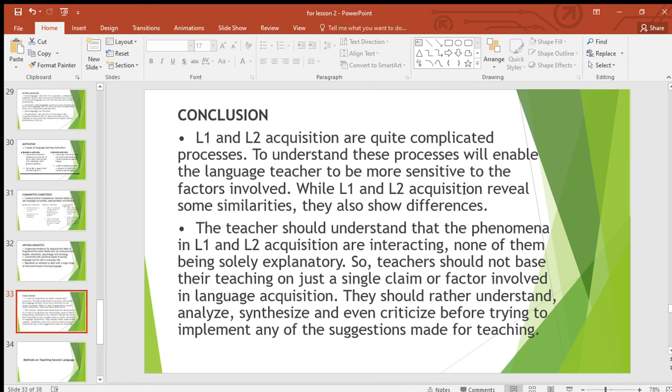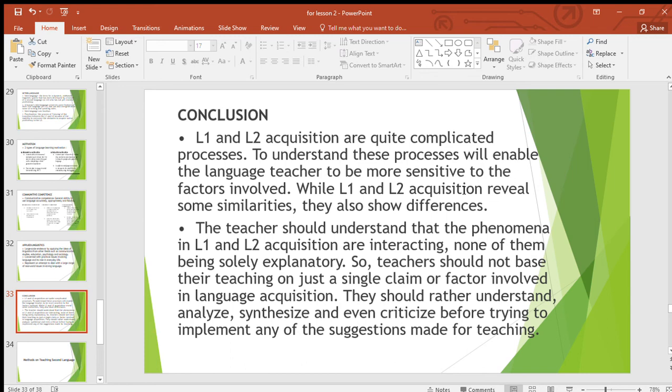In conclusion, L1 and L2, or first language and second language acquisition, are quite complicated processes. Yes, there are many different stages. To understand these processes will enable the language teacher to be more sensitive to the factors involved. While first and second language acquisition reveal some similarities, they also show differences. The teacher should understand that the phenomena in first and second language acquisition are interacting.